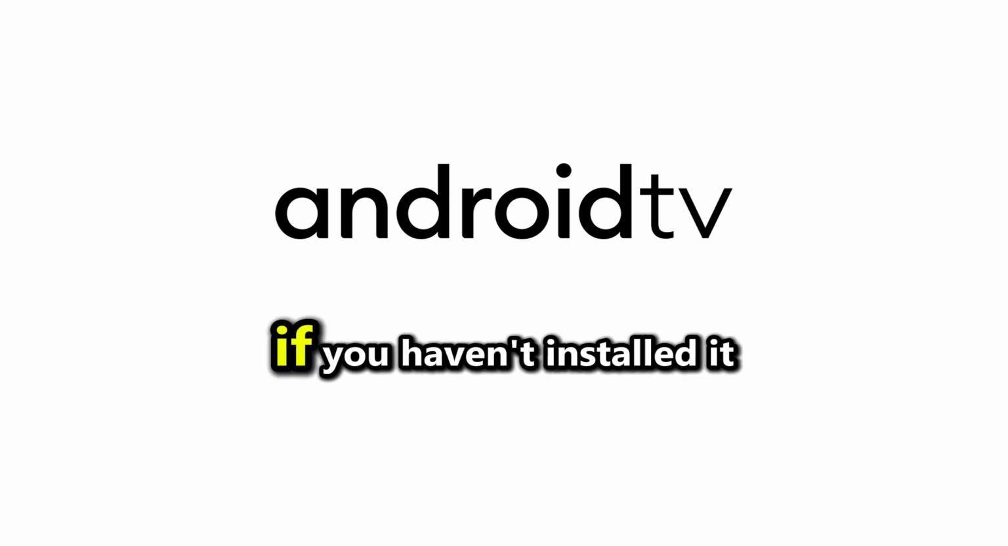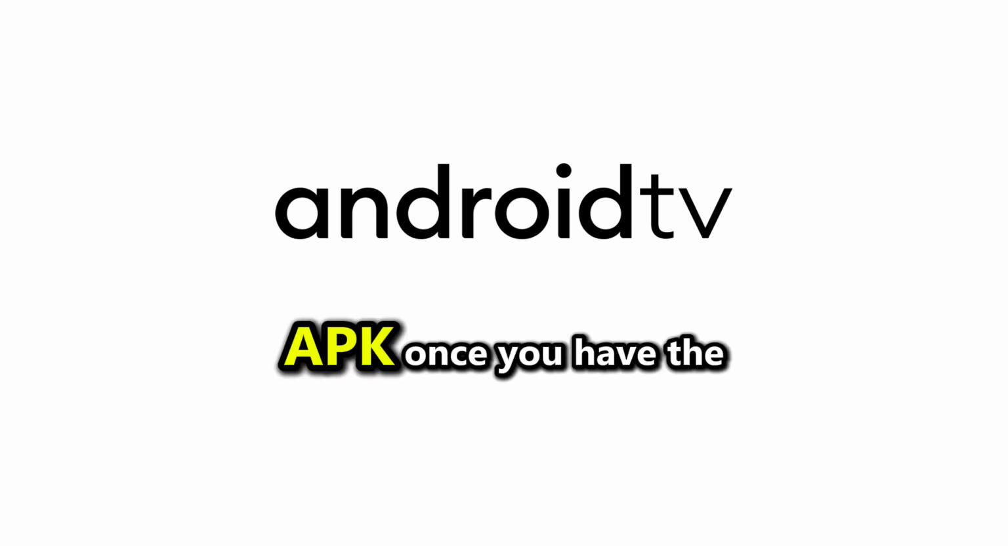Now, return to the home screen and search for the Downloader app in the Google Play Store. If you haven't installed it yet, go ahead and download it. The Downloader app will help you download the OnStream APK.